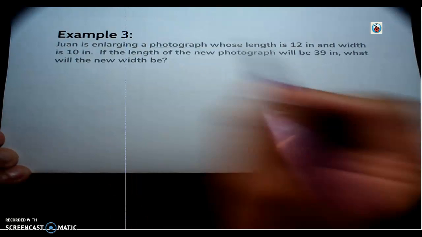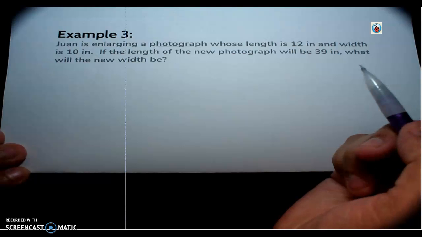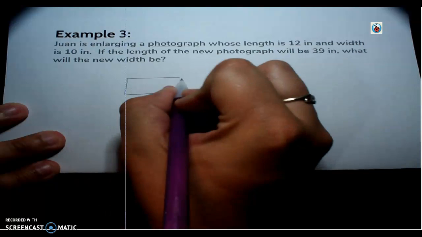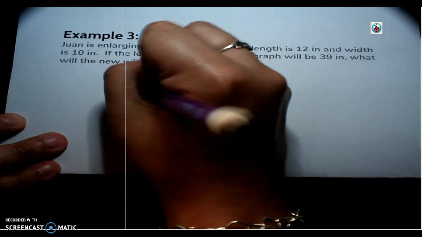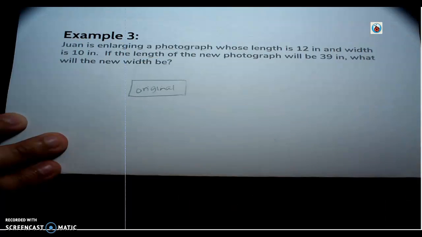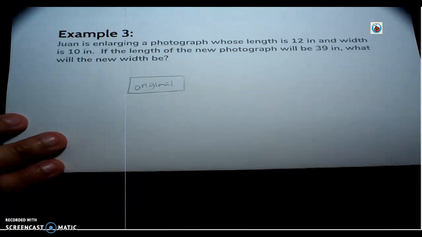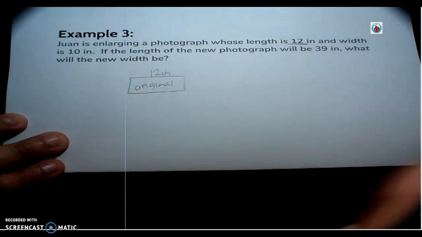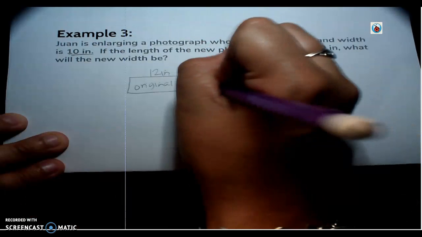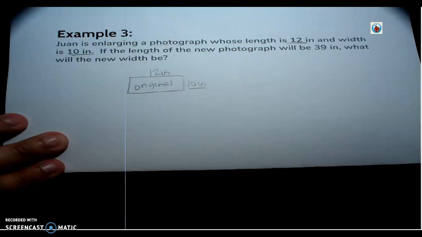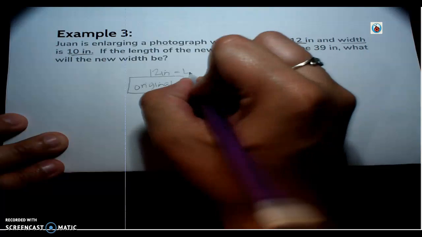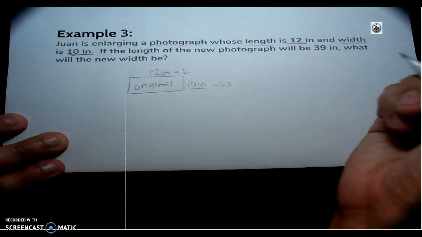So he's enlarging a photograph, so it's basically a picture, and I know that pictures are typically in a rectangular shape. So I'm going to draw the original picture. So the original picture had a length which was 12 and a width which was 10. So I know that 12 is a bigger number, so I'm going to put that on my bigger side. And the width is 10, so I'm going to put that on the shorter side. So my length is 12 and my width is 10. So 12 is L and 10 is W.